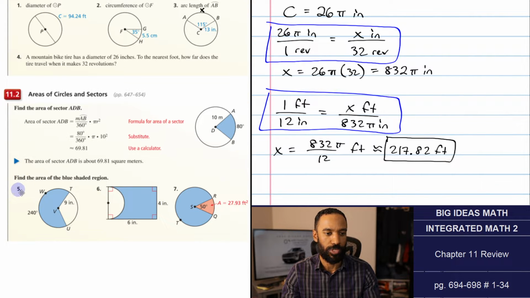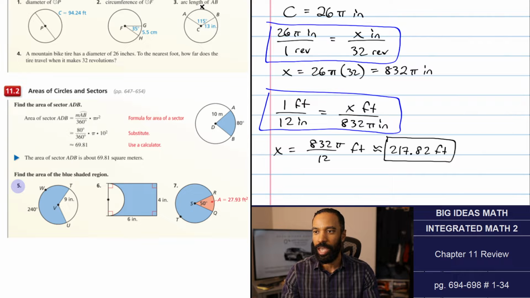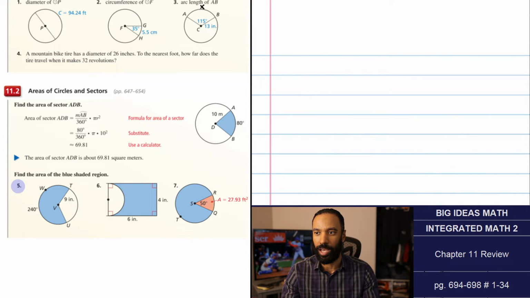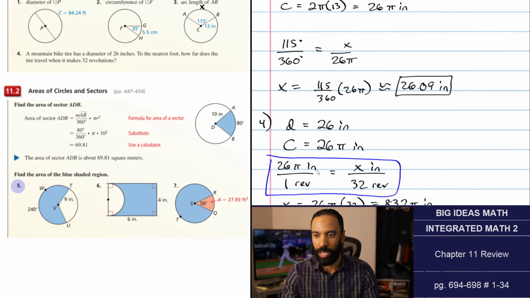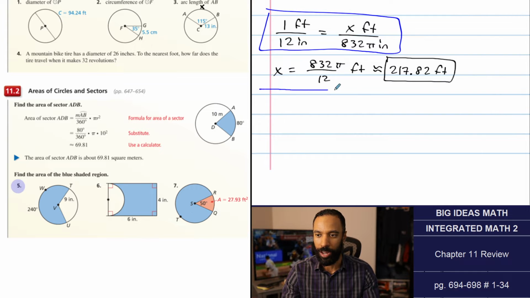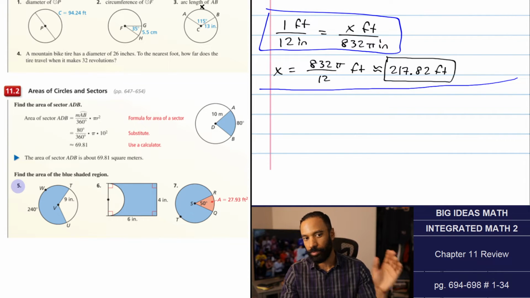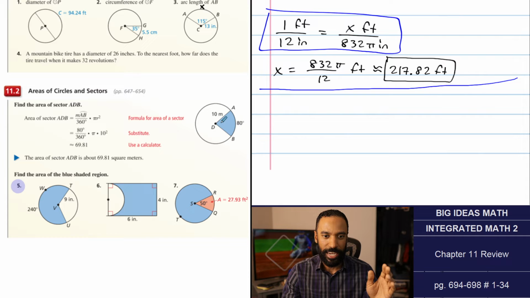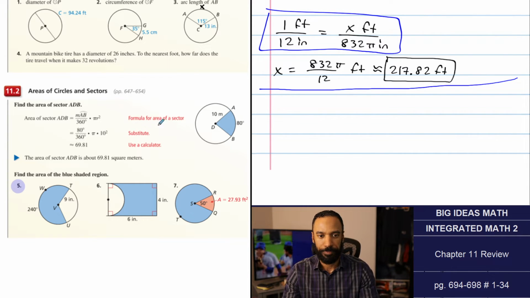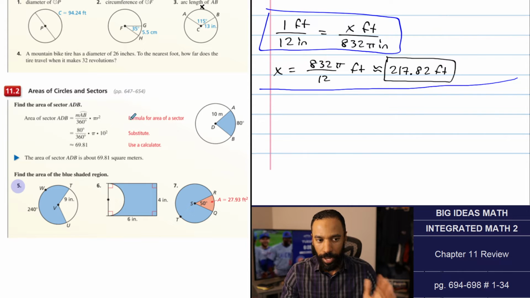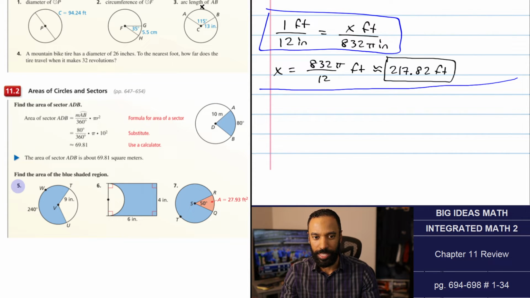Before we hit numbers 5 through 7, let's see what they show here. It should look very similar to what they had previously. Actually, before I do that, I see what they're doing here, and I want to write it out in a different way. Find the area of sector ADB. That's what's in blue. Literally, as I draw it in blue, that's what's in blue right there.